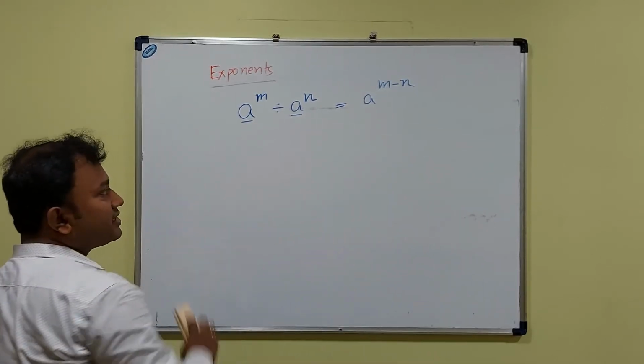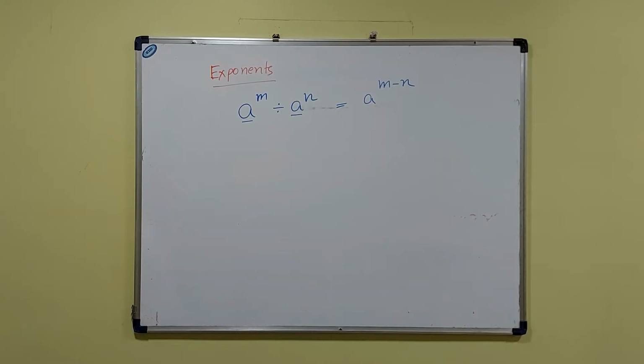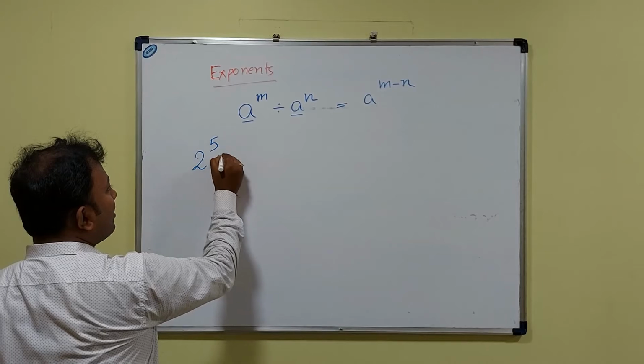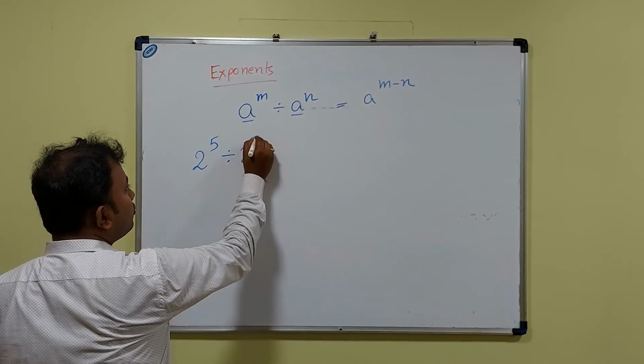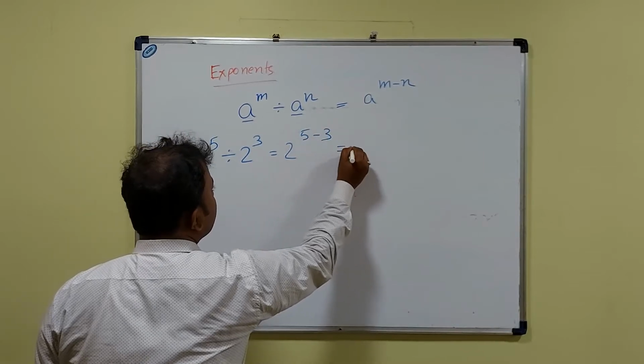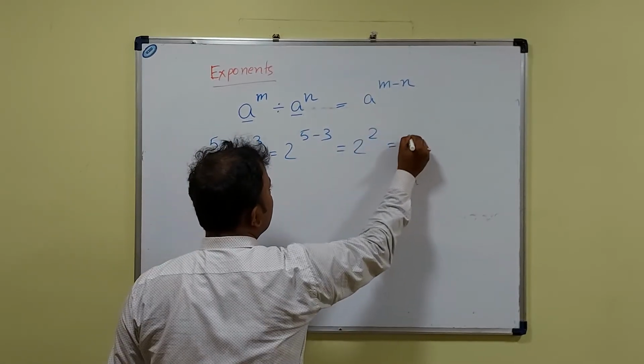Now in this division there is one law. Suppose in the previous example we have seen that 2 to the power 5 divided by 2 cube, that means 2 to the power 5 minus 3, is equal to 2 square, is equal to 4.